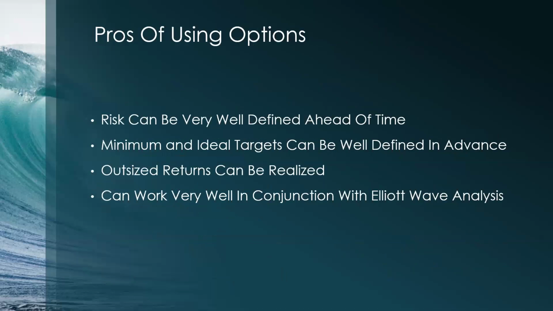So some of the pros of using options: the risk can be very well defined ahead of time. So we're able to identify minimum and ideal targets, again, well in advance. We can see outsized returns often in options based on the nature of the instrument, and they work very well in conjunction with Elliott wave analysis.